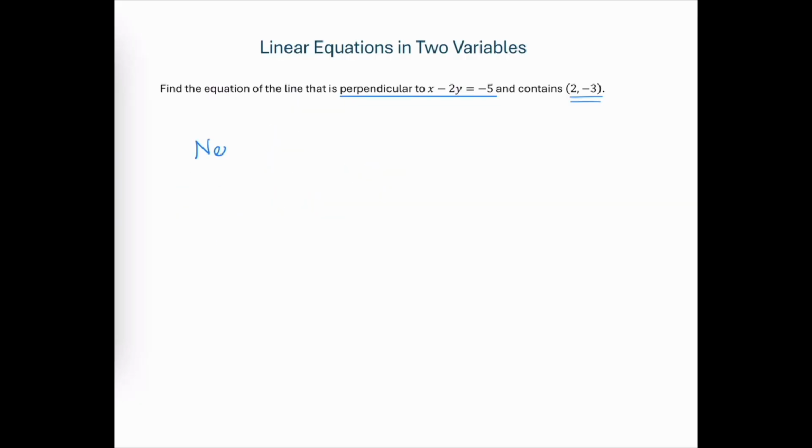As a reminder, in order to write the equation of any line, we need two things. Number one, any point. And number two, we also need the slope of our line. Once we've found these two things, we'll plug those values into the point-slope formula, which is y minus y1 is equal to the slope times x minus x1.